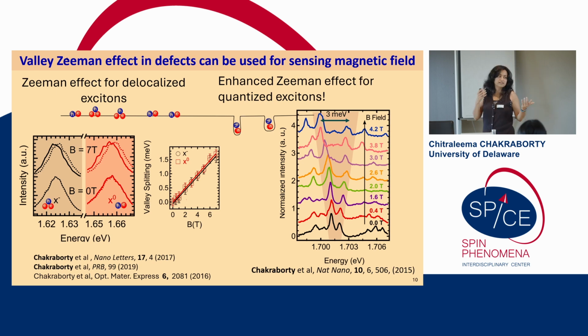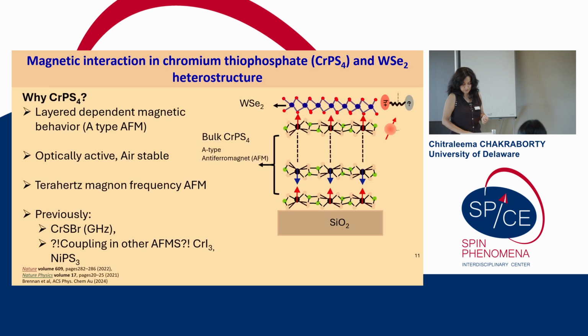So both the delocalized and localized excitons can in principle be used to track some of the properties in these magnetic heterostructures. So again, this is our schematic. We use a monolayer of tungsten diselenide, which hosts the different kinds of excitons that I am going to show you. And then we have the bulk CrPS4. This is also an A-type antiferromagnet, but at the same time it is a semiconducting material which is optically active. So it has its own emission properties, and it has this A-type antiferromagnetic order.